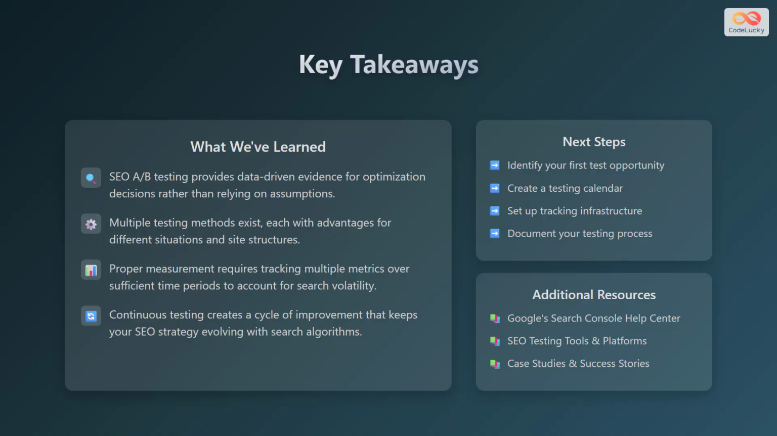So, what are the key takeaways from our discussion? First, SEO A/B testing provides data-driven evidence for optimization decisions, rather than relying on assumptions. Second, multiple testing methods exist, each with advantages for different situations and site structures. Third, proper measurement requires tracking multiple metrics over sufficient time periods to account for search volatility. And fourth, continuous testing creates a cycle of improvement that keeps your SEO strategy evolving with search algorithms.